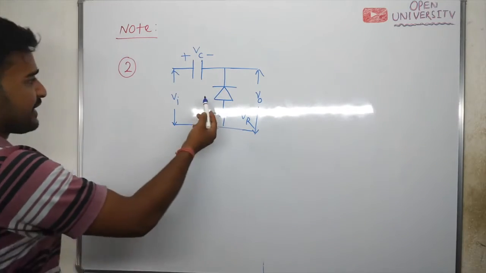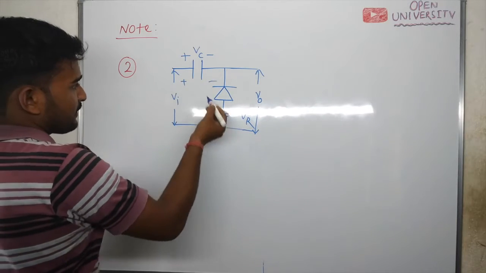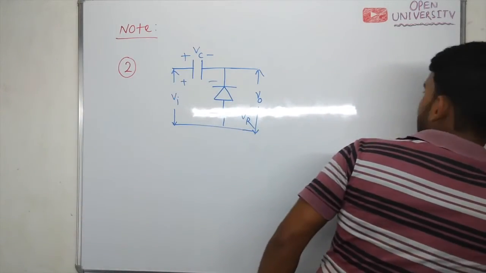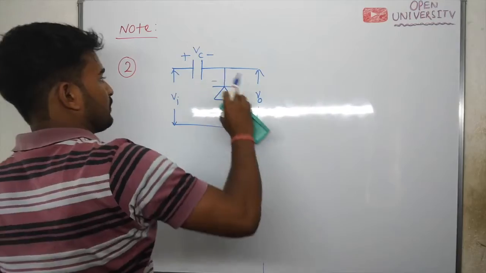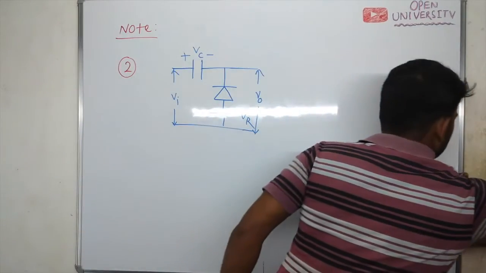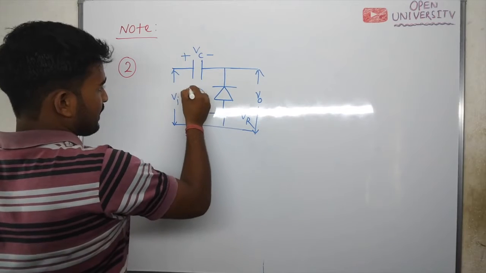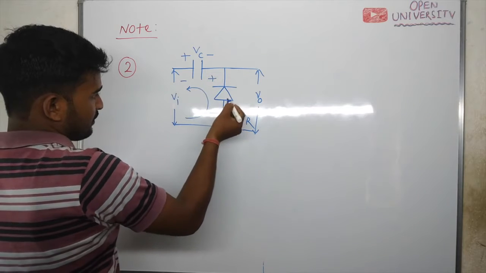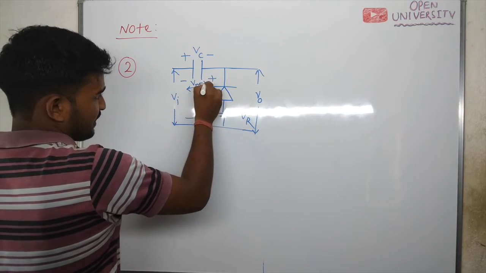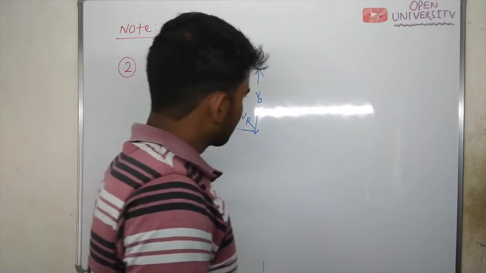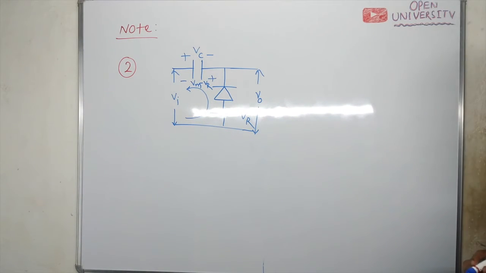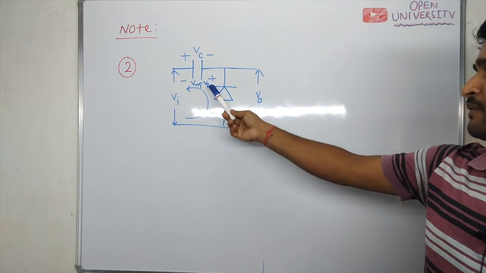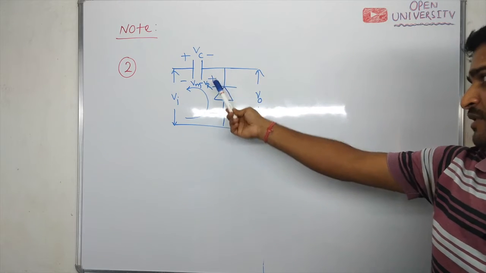Same story: during negative half cycle, this diode will be forward biased and the capacitor will charge up to what? Vm minus VR. And once the capacitor reaches Vm minus VR, irrespective of input being positive or negative, voltage across the capacitor will not change because there is no discharge path.